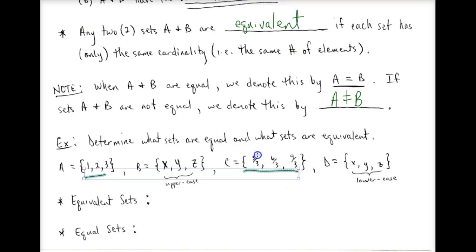Because, of course, 3 divided by 3 is the same thing as 1. 6 divided by 3 is the same thing as 2. And 9 divided by 3 is the same thing as 3. So A and C are equal to each other.